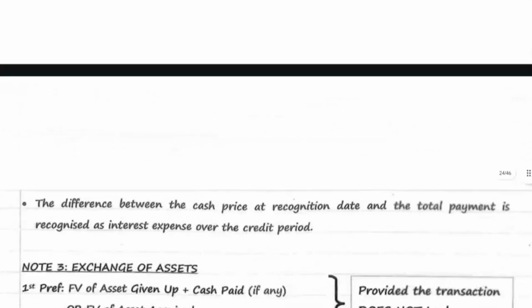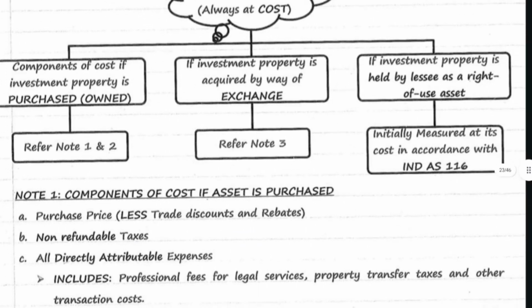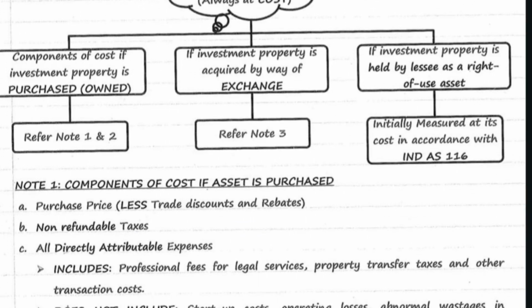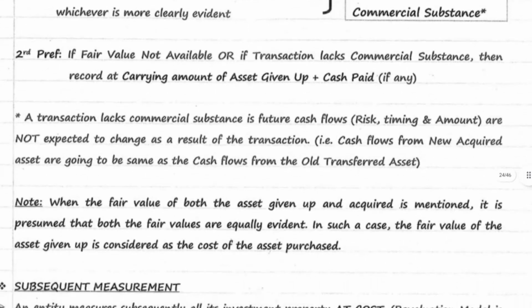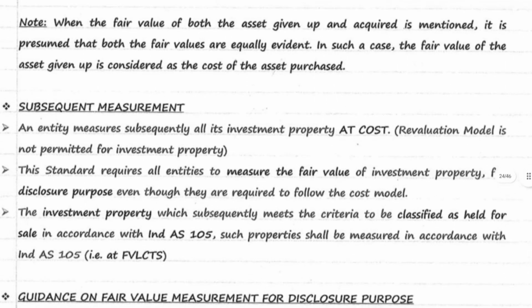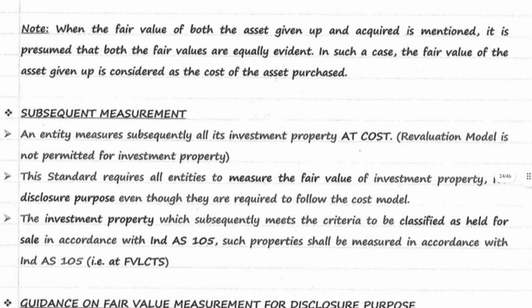Next, if investment property is held by lessee as a ROU asset, right of use asset, it will be initially measured at its cost in accordance with Ind AS 116. So initial measurement will be done at cost as per Ind AS 116. Next, subsequent measurement. An entity measures subsequently all its investment property at cost.